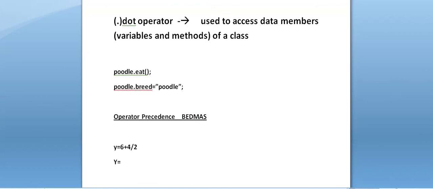y is equal to 6 will remain as it is, because plus comes after division. So which expression will we solve first? 4 divided by 2, as D is first in BEDMAS. So 4 divided by 2 will give you the quotient, which is 2. Next, the final answer will be 8. Is this clear?